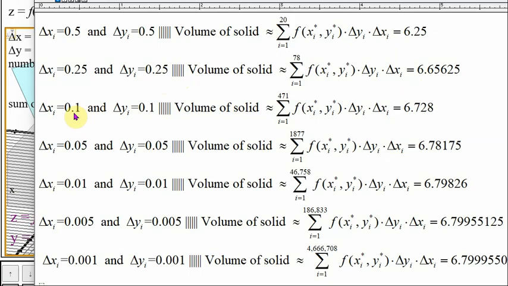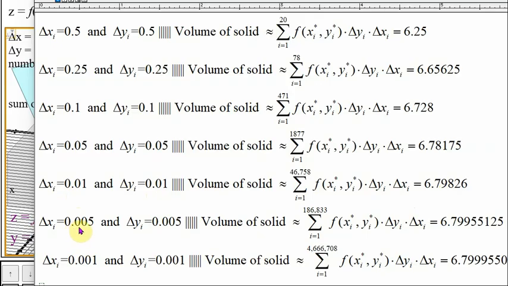And when length and width of each rectangle is 0.1, then the sum of the volumes of the prism is 6.728. And when length and width of each rectangle is 0.05, then the sum of the volumes of the prism is 6.78. And when the length and the width of each rectangle is 0.01, then the sum of the volumes of the prisms is 6.79.